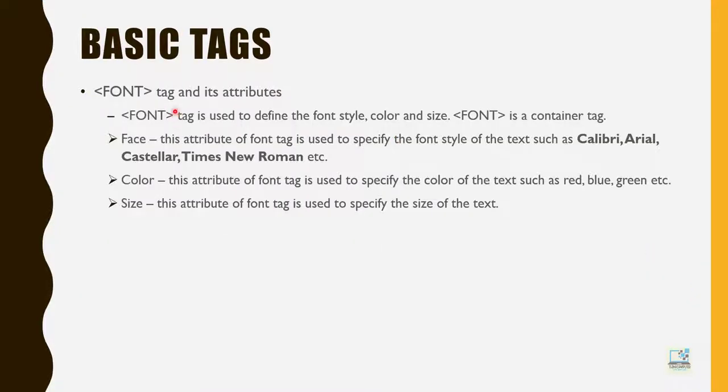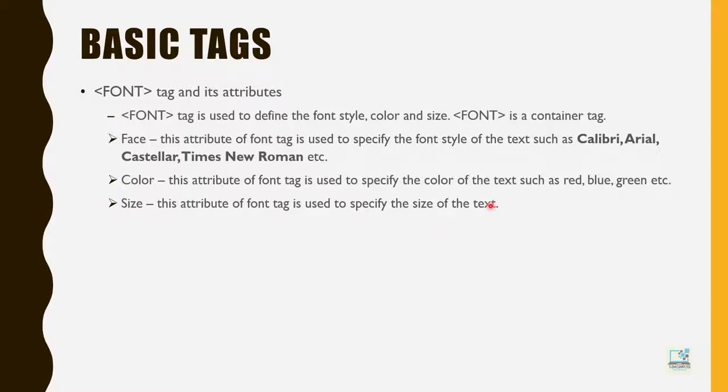Now let us discuss the font tag and its attributes. The font tag is used to define the font style, color, and size. Font is a container tag. It has three attributes. First, the face attribute. This attribute of the font tag is used to specify the font style of the text, such as Calibri, Arial, Castellar, Times New Roman. Color attribute. This attribute of the font tag is used to specify the color of the text, such as red, blue, green, etc. Size attribute. This attribute of the font tag is used to specify the size of the text.